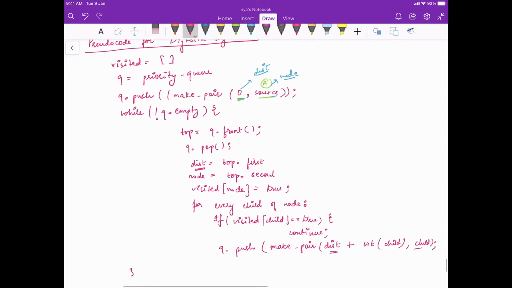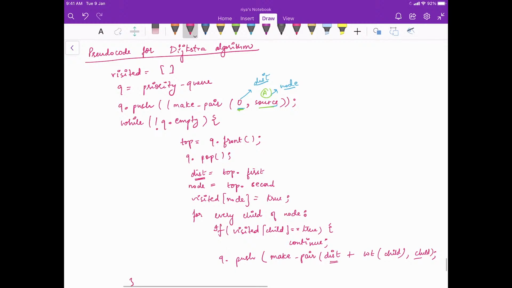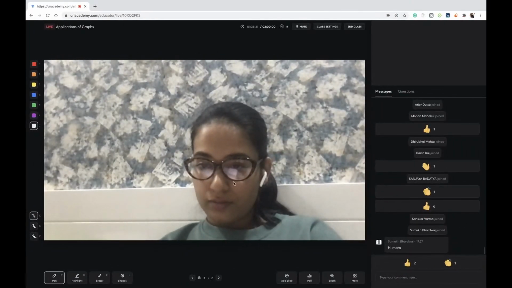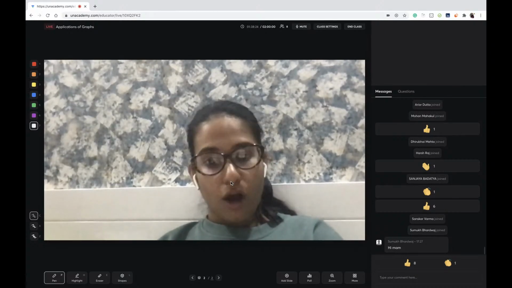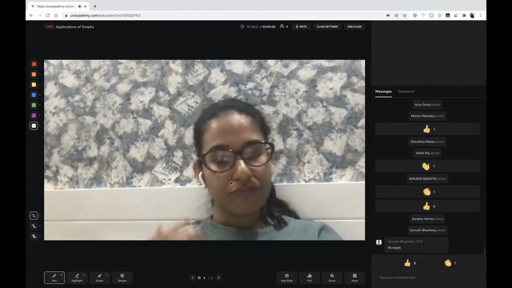This will be the entire pseudocode. It is very similar to the BFS which we have already learned. The only difference is, I would say, the priority queue that we are taking here. Rest everything is the same. Is it clear to everyone? Hi Sumukh. Alright, perfect. So let's move forward to a different algorithm now.